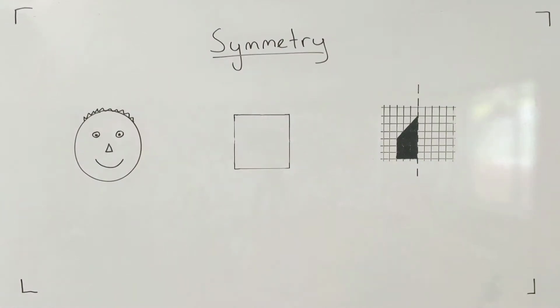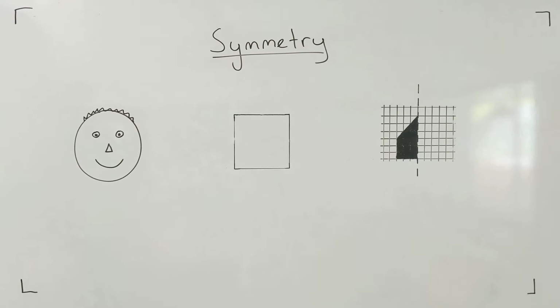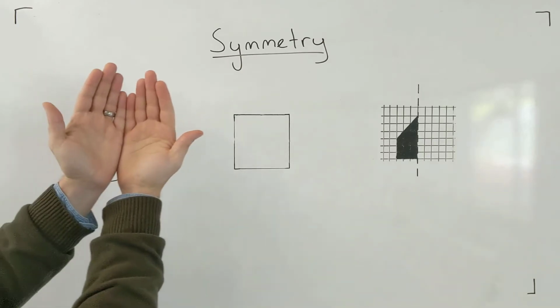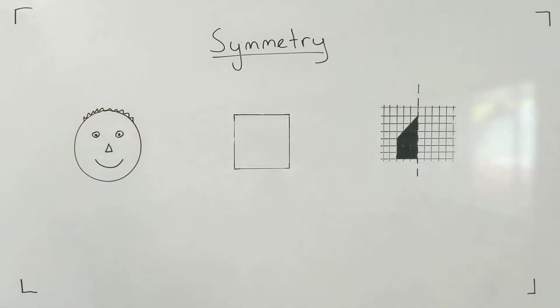Hi mathematicians, let's talk symmetry. Symmetry is when two halves of something can close together or fold together and be exactly the same. I'm thinking of a butterfly that can fold its wings and they match up exactly. There are a lot of things that show symmetry or are symmetrical.